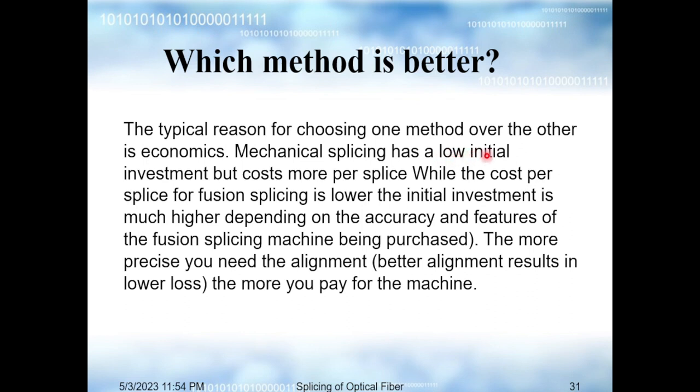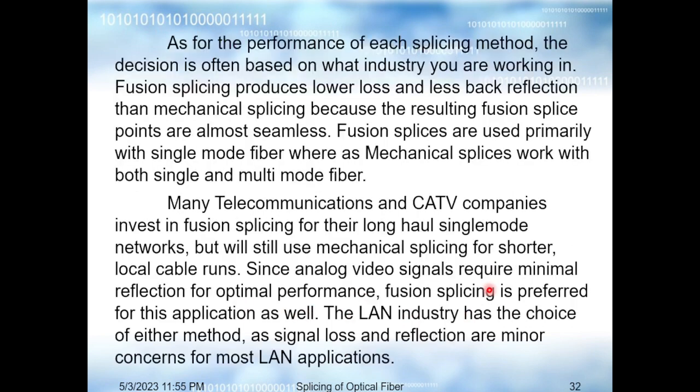Comparison between fusion and mechanical splicing and tips for better splicing. Which method is better? The typical reason for choosing one method over the other is economics. Mechanical splicing has a low initial investment but costs more per splice, while the cost per splice for fusion splicing is lower. The initial investment is much higher depending on the accuracy and features of the fusion splicing machine being purchased. The more precise you need the alignment, because better alignment results in lower loss, the more you pay for the machine.